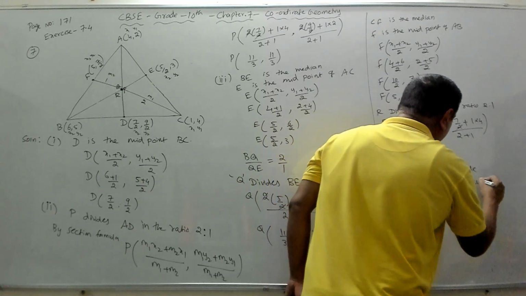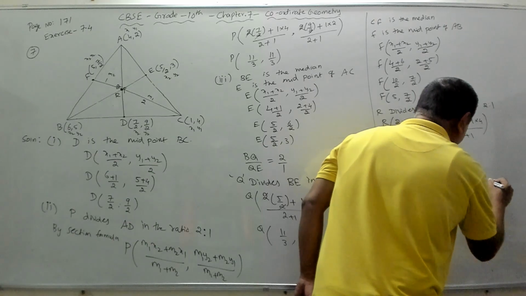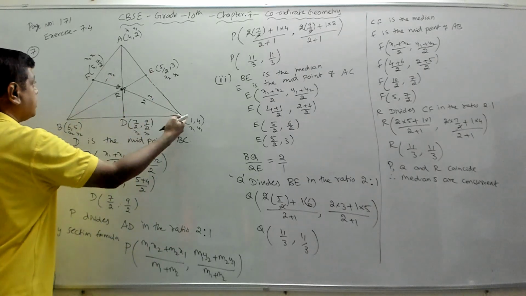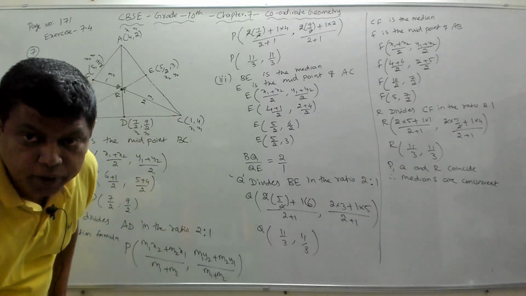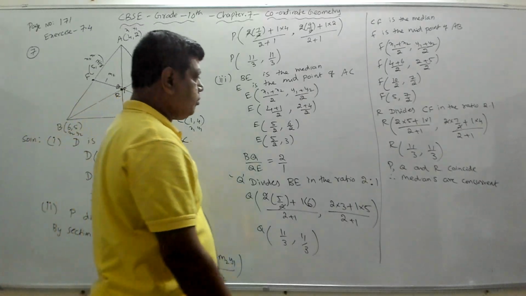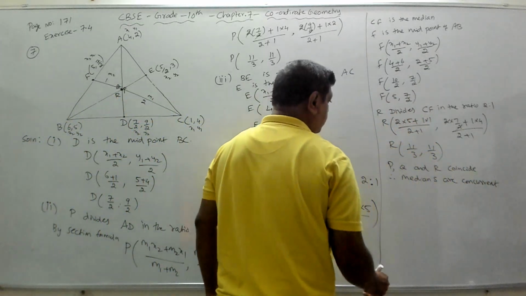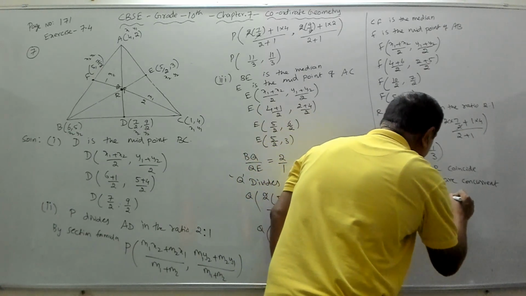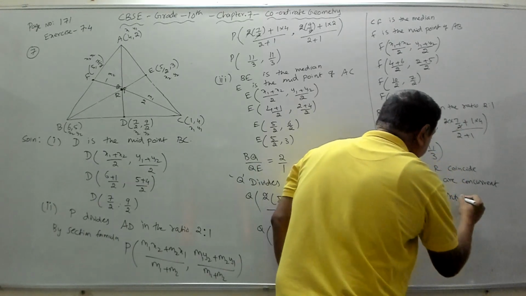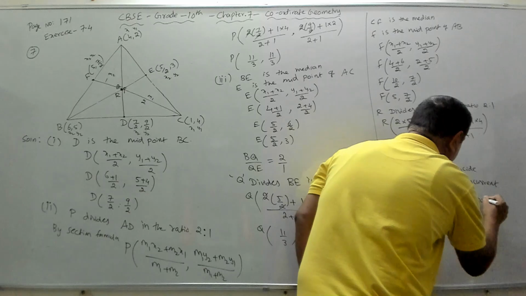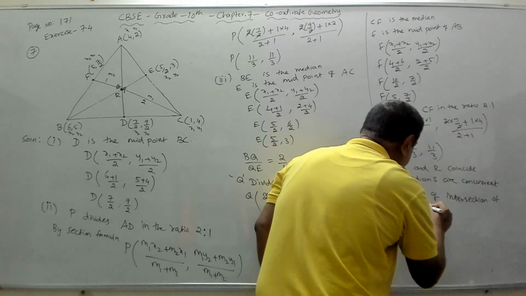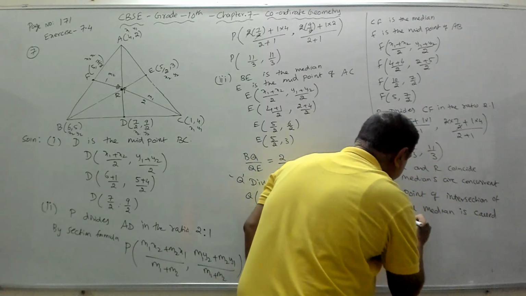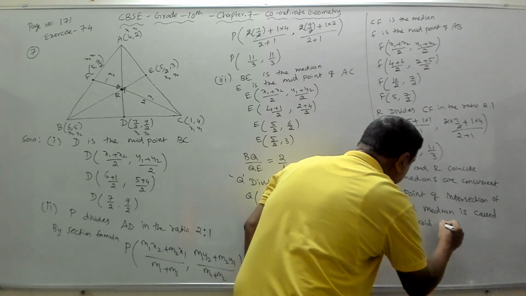What is the meaning of concurrent? They all meet at a point. Concurrent means all the three medians, AD, BE and CF, all meet at the same point. That's why we call that concurrent. Medians are concurrent, right? And the point of intersection of all medians is called the centroid of the triangle.